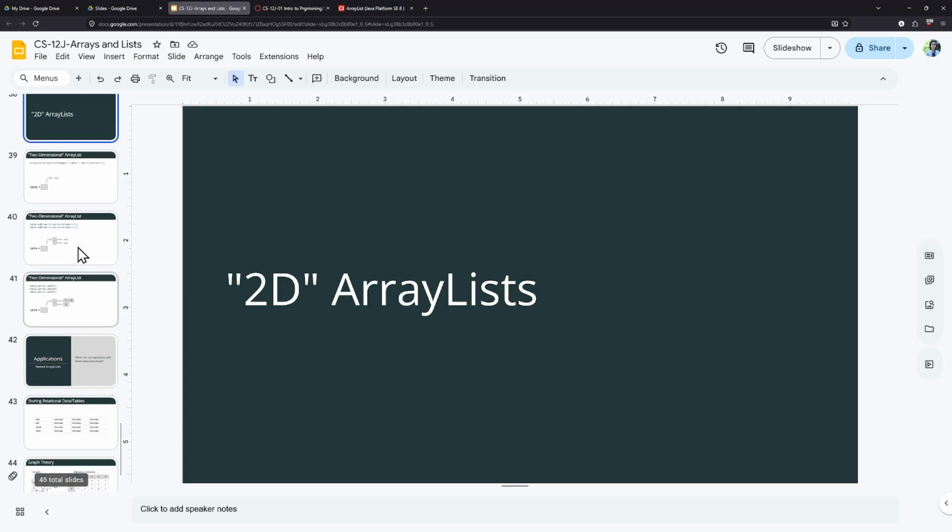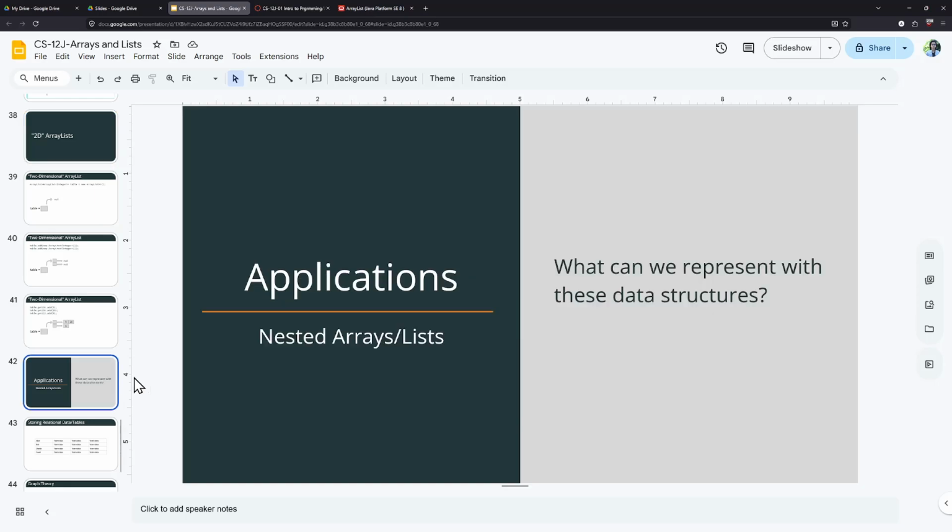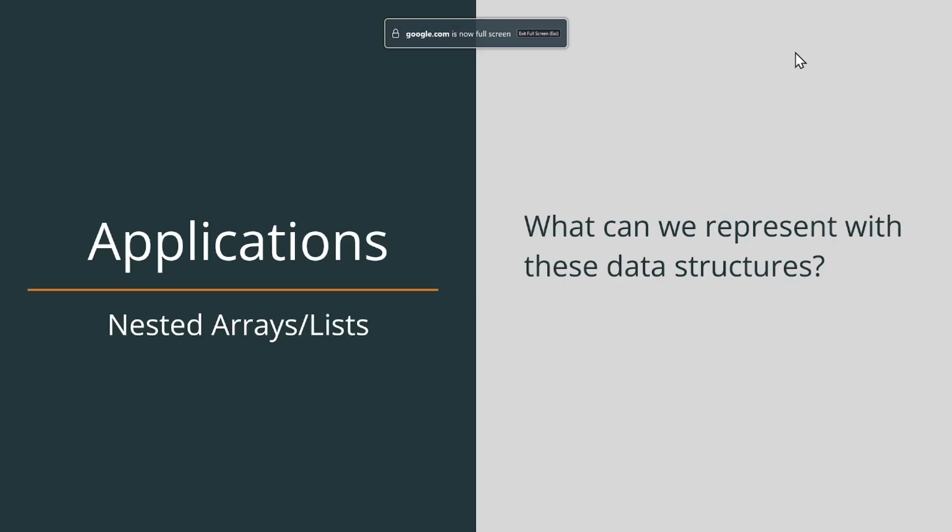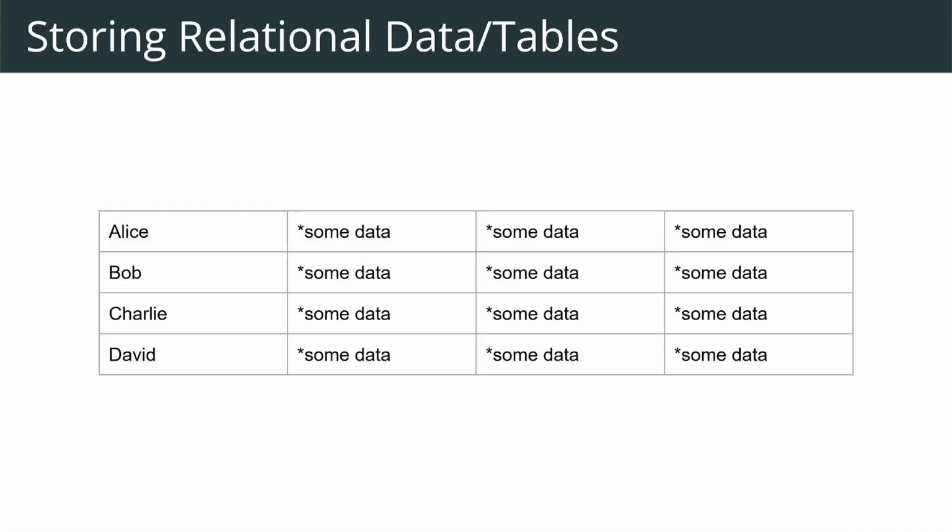Okay. So all we did was do a times table. There are other applications that nested arrays and array lists can also work with. Like for example, we could store relational data. If you're working with like Google Sheets, Google Sheets might download into some sort of tabular data.